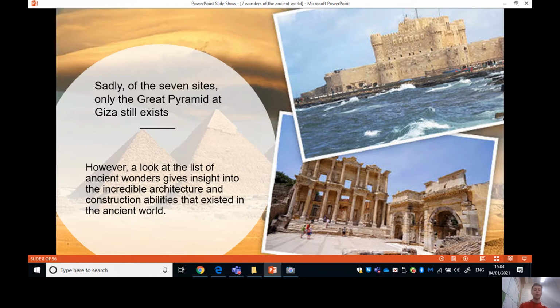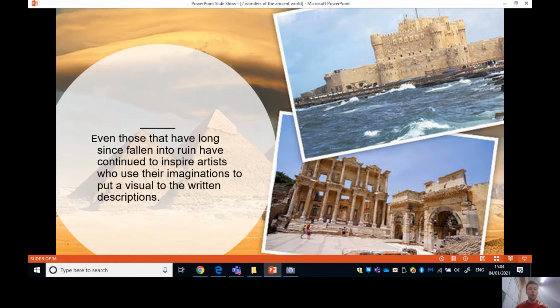However, if you look at the list of ancient wonders, they give you an insight or information on the wonderful architecture or building styles, which is what architecture means, and construction abilities that existed in the ancient world. So when we look at this next week, you'll really understand how talented these people were in these countries at architecture and construction. They were able to build some incredible buildings for that time that I'm sure you'll all be really, really impressed with next week.